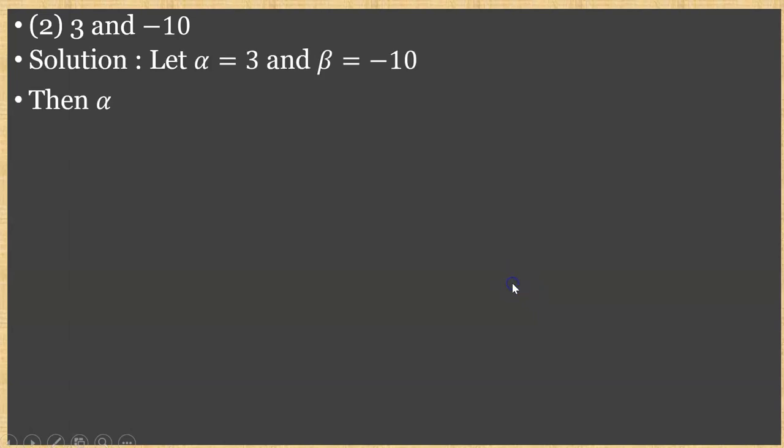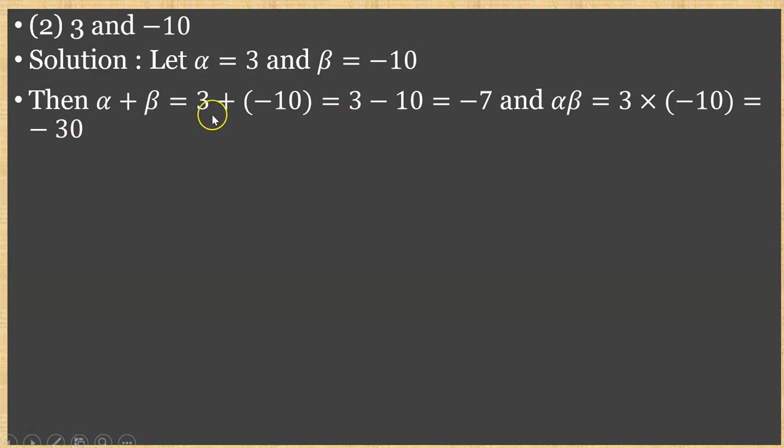Three and minus 10. Again, alpha is 3, beta is minus 10. Alpha plus beta is 3 plus in bracket minus 10, 3 minus 10, you will get minus 7. Alpha into beta is 3 into minus 10, minus 30.